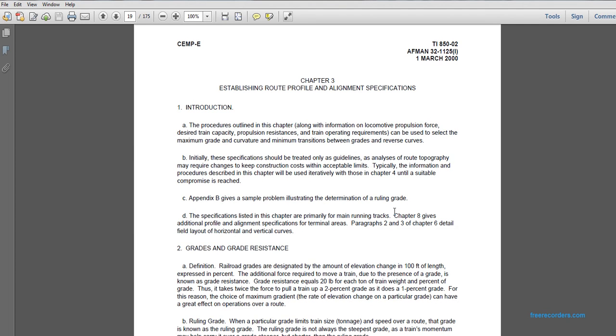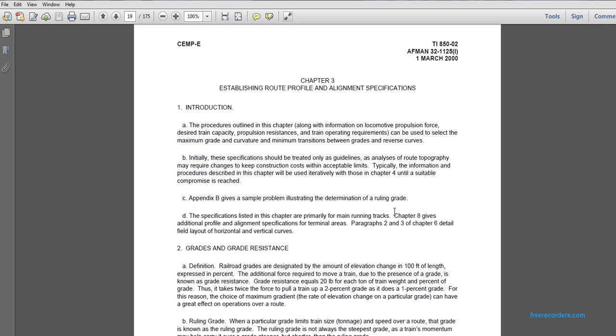1. Introduction. The production outline in the chapter, along with the information on locomotive propulsion forces, desired train capacity, propulsion resistance, and the train operation requirements, can be used to select the maximum grade, curvature, minimum transition between the grades, and reverse curves. Initially, these specifications should be treated only as guidelines, and analysis of the route topographically may require changes to keep construction costs within acceptable limits.